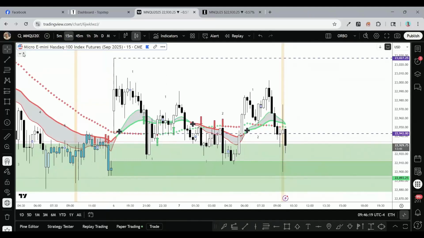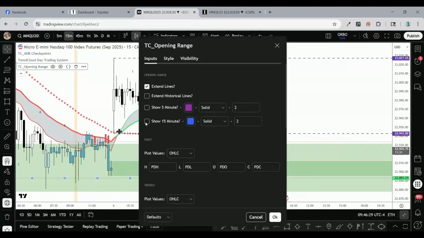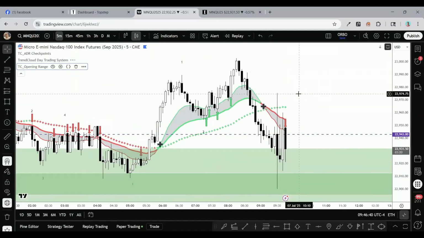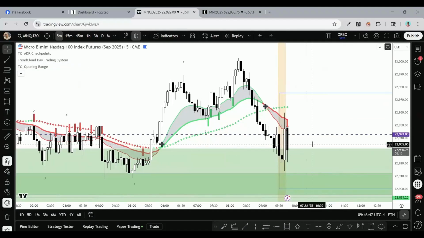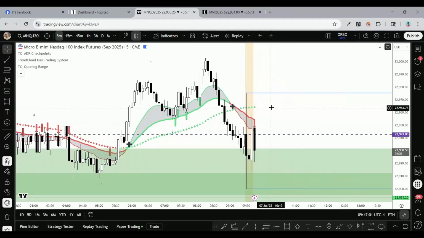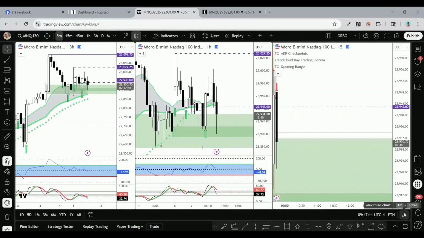Oh, let me put my lines back on there. Come on, 15-minute chart, 5-minute chart. Well, there's the opening range. It's very wide. We're in at a very good position, because we got in early on that gap fill, and now we've got to survive this. It is what it is. We don't know what's going to happen. Let's see if we can survive it.